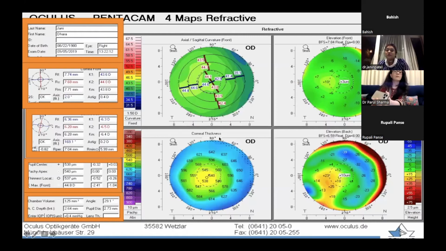They will be denoted in positives like this. Now, any point that is below your best fit sphere will be denoted in negatives like this. So this is basically the concept of an elevation map, and the elevation map is formed for the anterior as well as the posterior cornea separately. I will come to the examples later. We'll just finish off what we have to see in the maps first.